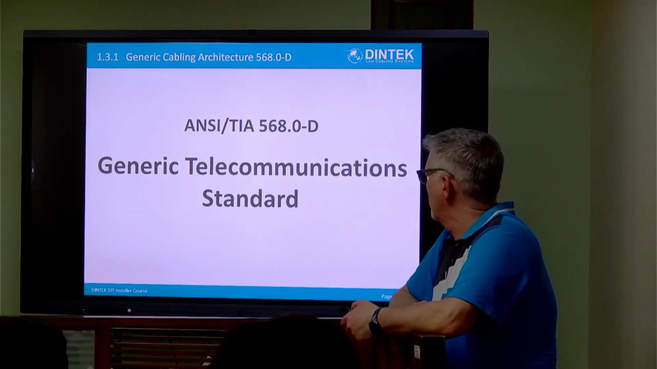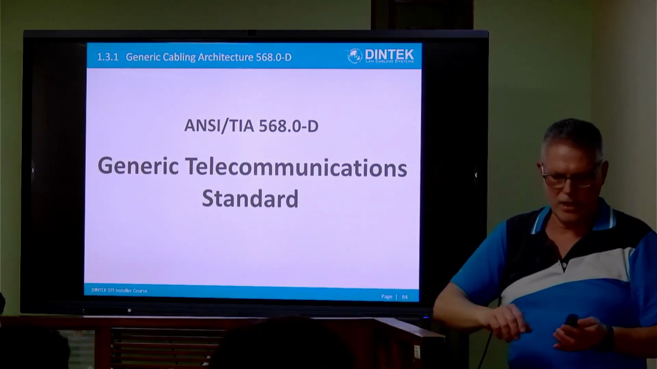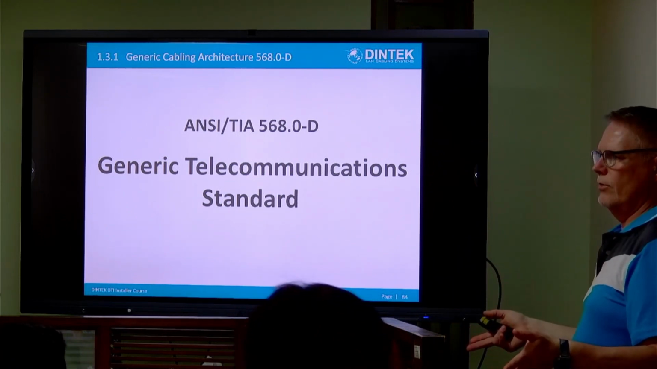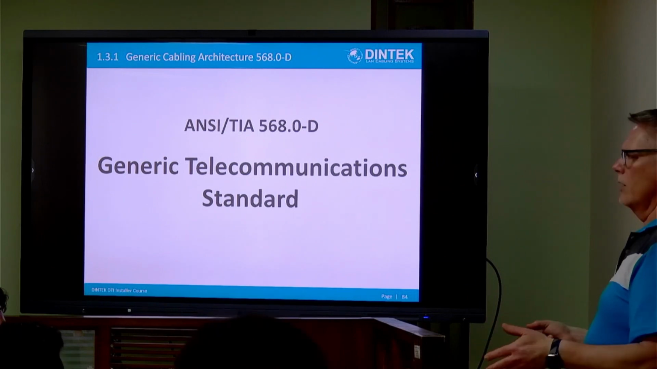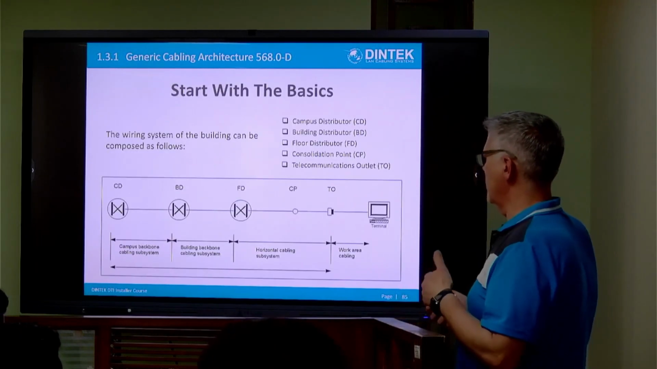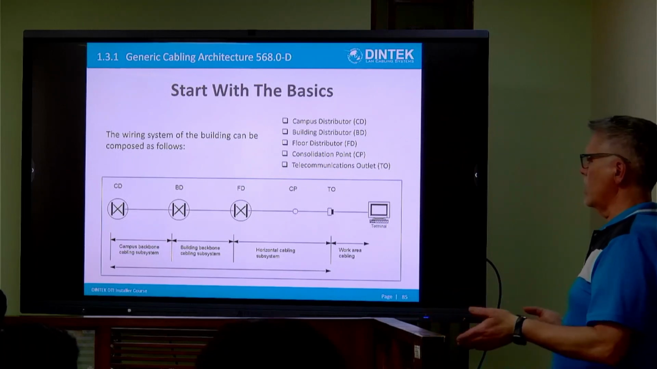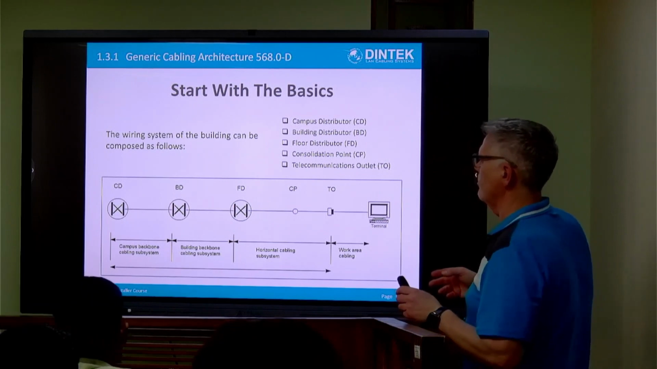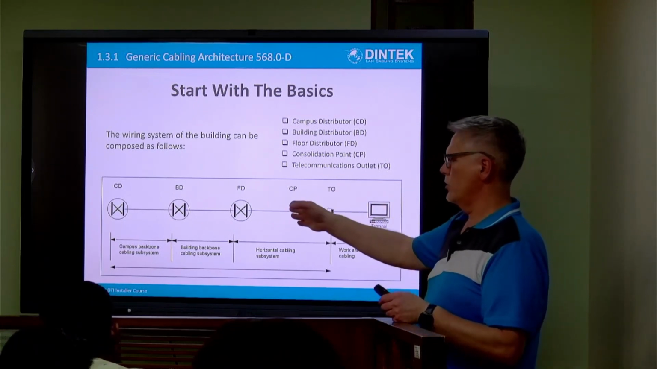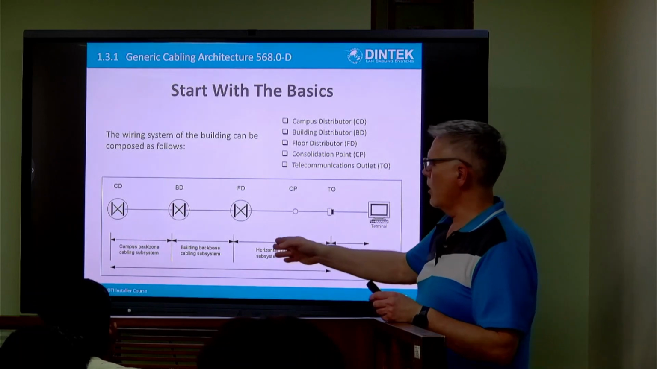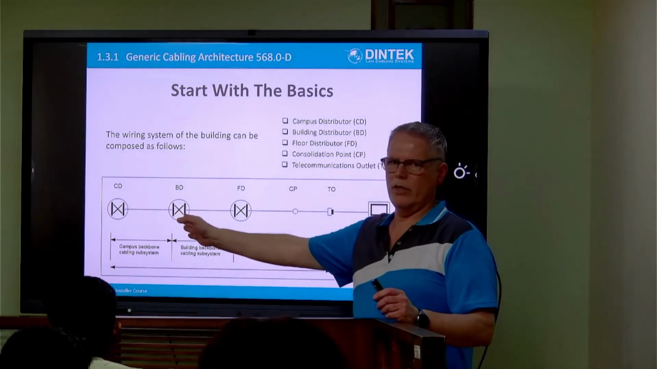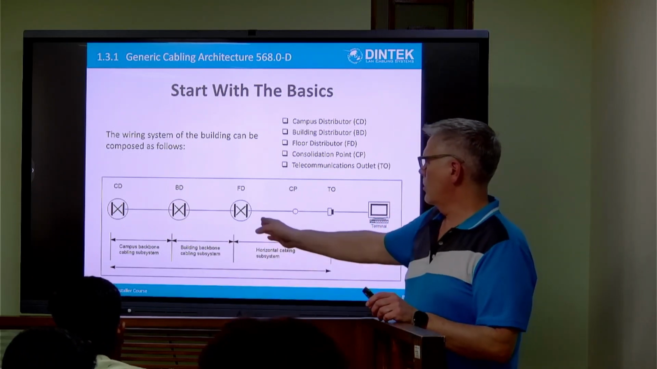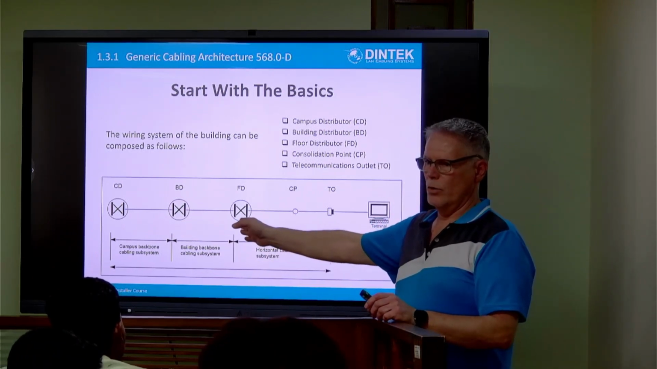So let's have a look at generic telecommunications cabling standard now. This is how we look at the structure of a cabling system under the 568 standards. Firstly, we look at our structure of a generic cabling system, and in that generic cabling system, we're going to have different distribution points. So we're going to have a building distribution point, otherwise known as BD, where if it's a multi-floor building, we might have floor distribution points.